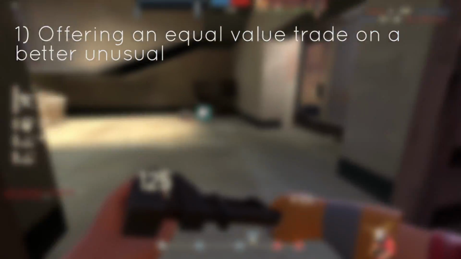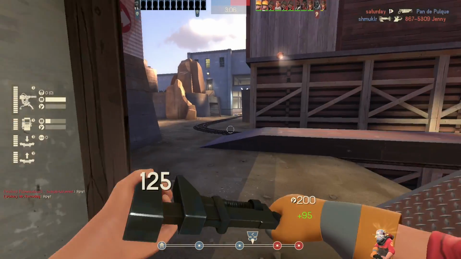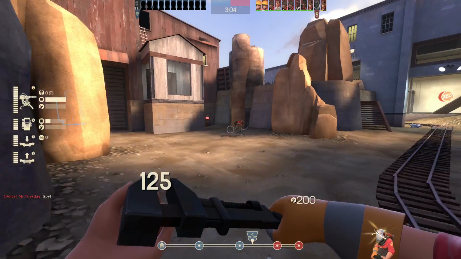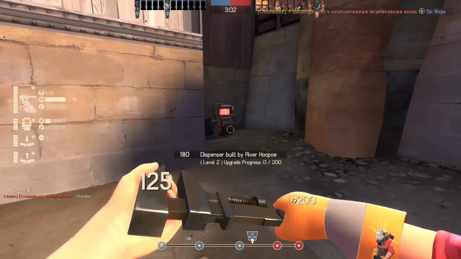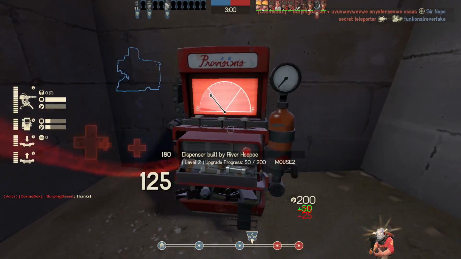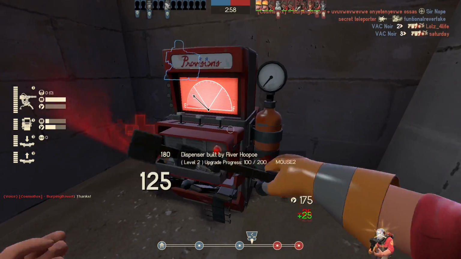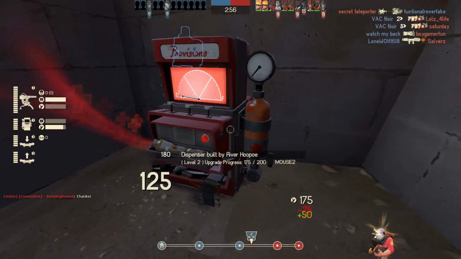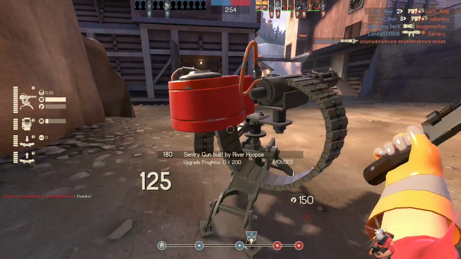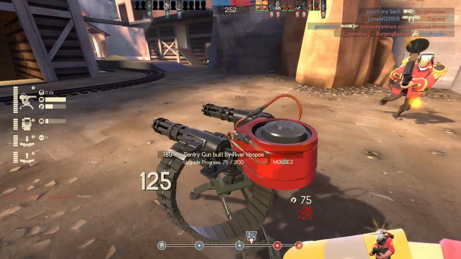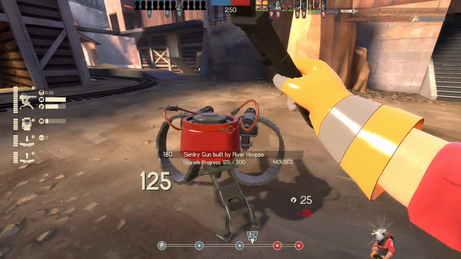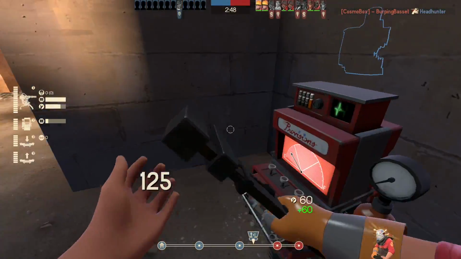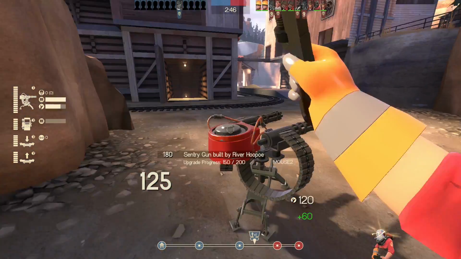Offering an equal value trade for a better unusual. Of course, this is the best case scenario. Just go through the pros and cons of each person's unusual, and if you think your trading partner's is better, just go ahead and offer a 1-for-1 trade. While sometimes you can actually snag a deal like this, a lot of the time people will just flat out decline you since you're simply offering them a bad trade. So in that case, just move on to one of the following methods.